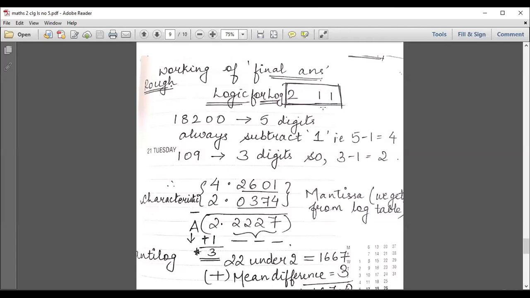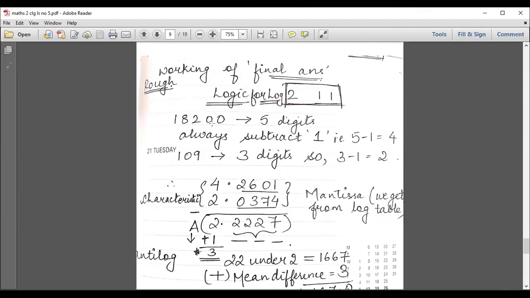Whenever we are doing log, only the first 4 numbers are important. For example, I have taken the digit 18200. This is the working of the first sum, if you remember. Now this has 5 digits, correct? The denominator is 109. Now 109 has 3 digits. Whenever we calculate log, there are 2 topics which we have to cover.